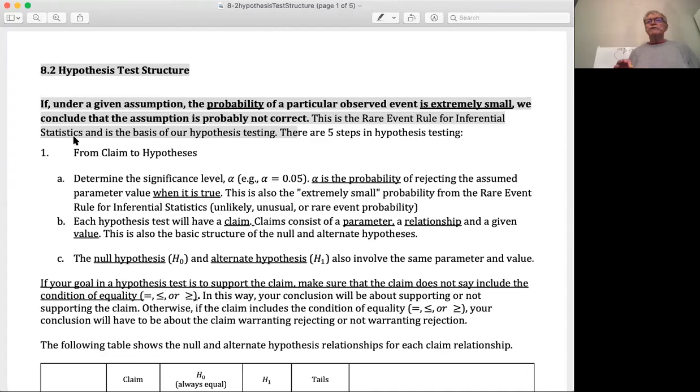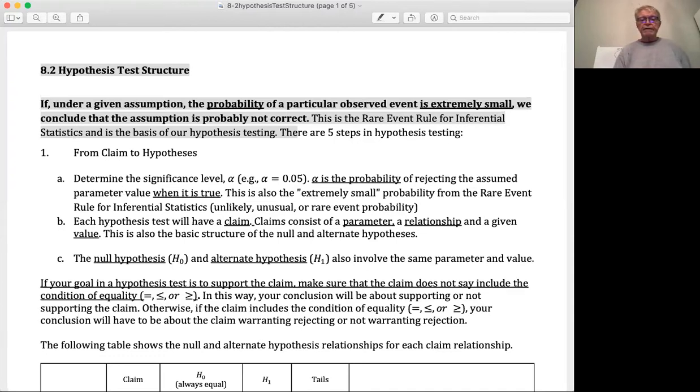If under a given assumption, okay, we're going to be making an assumption, the probability of a particular observed event. So we've made an assumption about, say, a population, and in particular, it would probably be a parameter in a population. And we collect some data and we come up with a statistic, which would be called our observed event. And if the particular observed event is extremely small, based on our assumption, we conclude that the assumption is probably not correct.